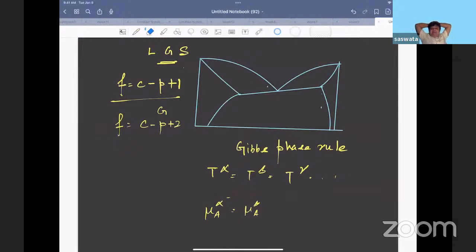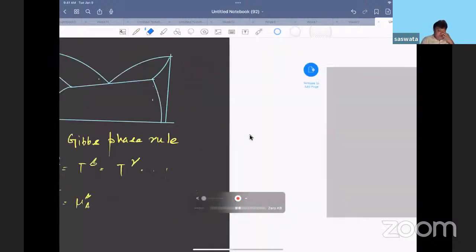And I'll tell you another thing. In fact, one of the students complained. So when I generally do this delta G and all for a reaction or phase condition, if you remember, my convention is always delta G is G_F minus G_I, right? I take final minus initial, final state minus initial state. But if I say, for example, delta H alpha to beta, I will basically write it as H beta minus H alpha.